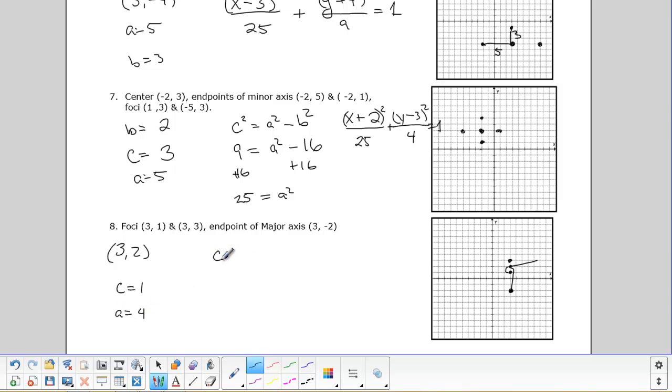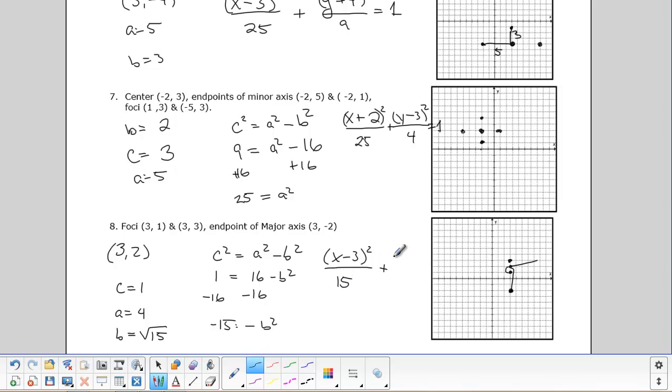Find B. C squared equals A squared minus B squared. That's 1 equals 16 minus B squared. Subtracting 16 from both sides, -15 equals -B squared. Therefore, B equals the square root of 15. X minus 3 squared over the value of B squared, which is 15, plus y minus 2 squared over the value of A squared, which is 16, equals 1.